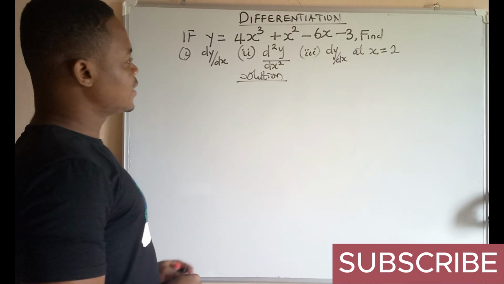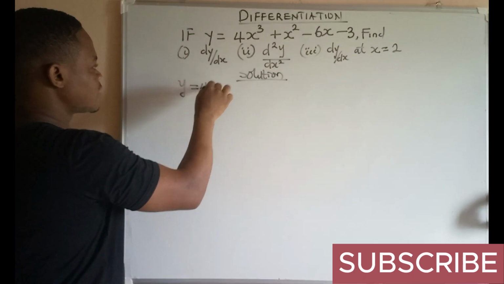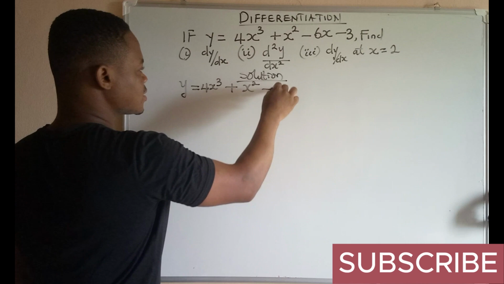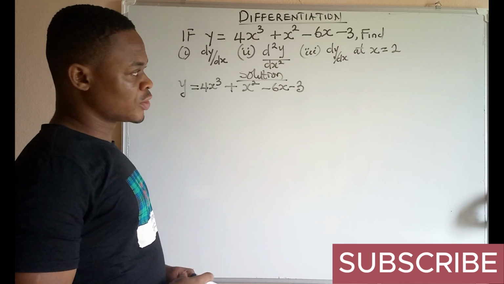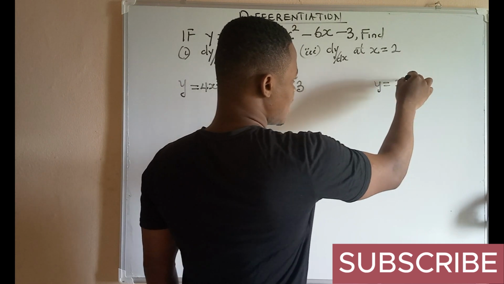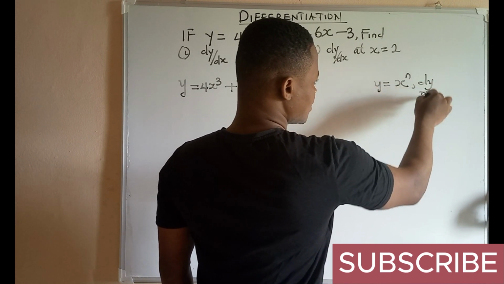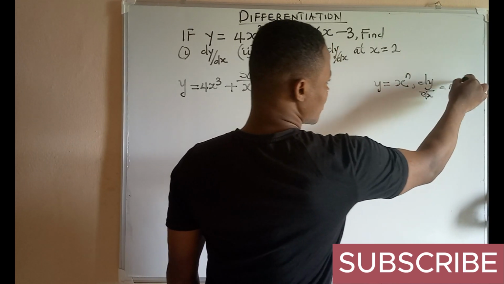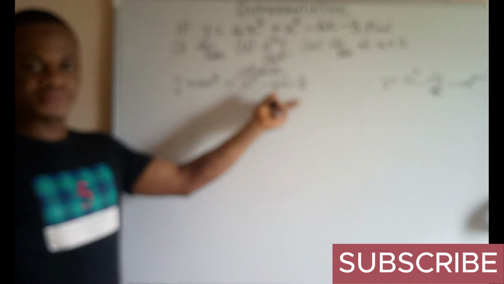We have that y equals 4x raised to the power 3 plus x raised to the power 2 minus 6x minus 3. In solving a problem involving differentiation, we know that if y is equal to x raised to the power n, then dy/dx is equal to n, multiplied by the coefficient, times x raised to the power n minus 1. We are going to apply this same rule to this polynomial.